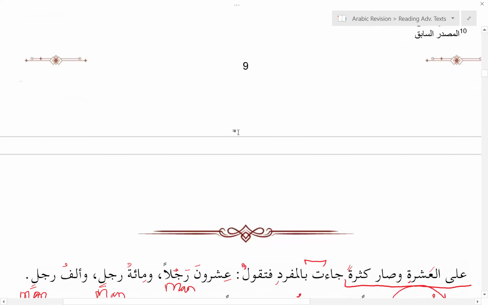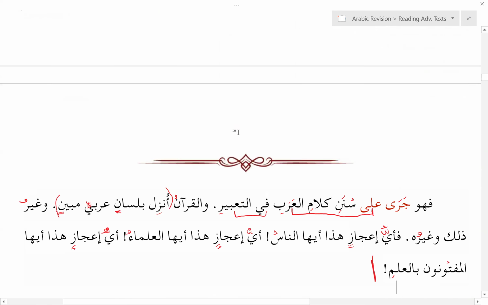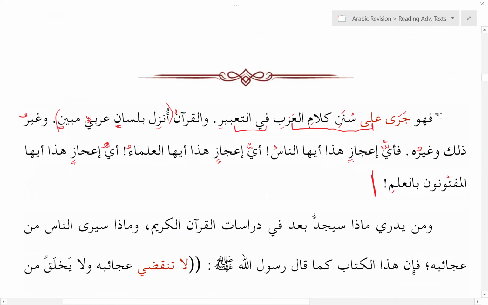So he's saying the Quran didn't go against the Arabic speech. In fact, فهو جرى على سنن كلام العربي في التعبير. In fact, it actually flowed upon the same tradition of Arabic speech in expression. وَالْقُرْآنُ أُنزِلَ بِلِسَانٍ عَرَبِيٍّ مُبِينٍ. And the Quran has been sent down in the clear Arabic language. Literally, it means tongue, lisan, but of course, in this case, it's used to mean language. Yeah, the Quran was sent down in the clear Arabic language.